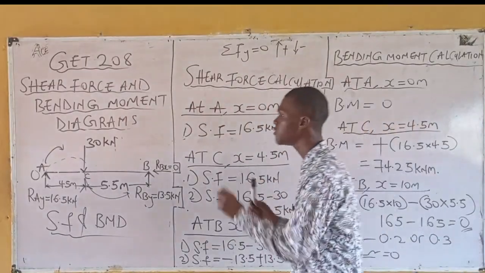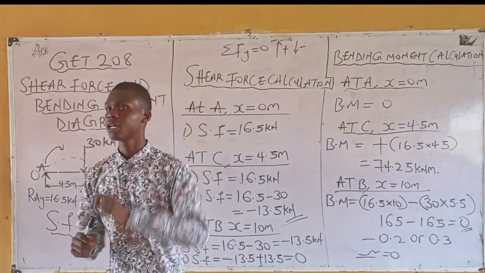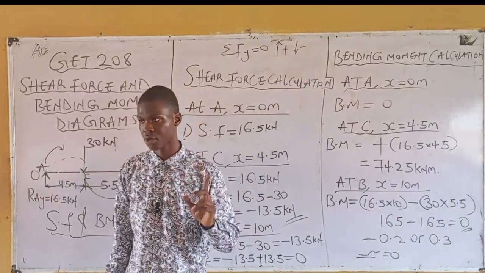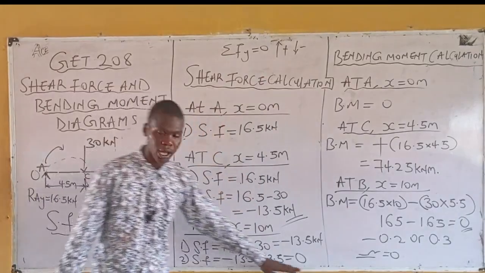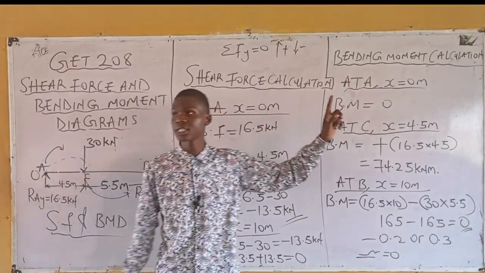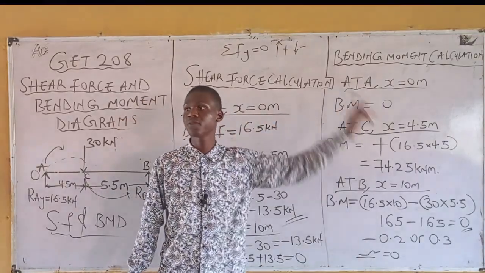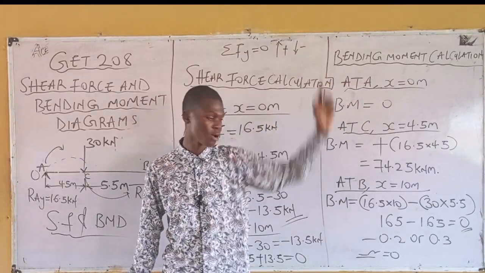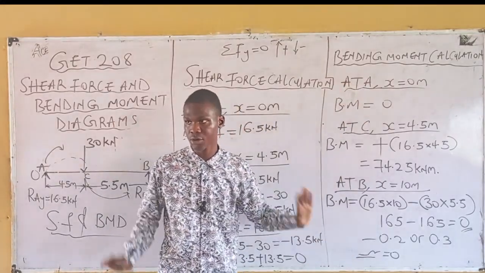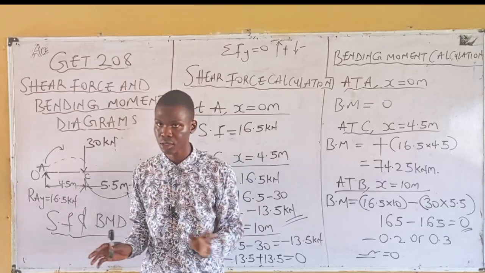Just because if these conditions are met. The first one, when it comes to shear force, is that shear force must end with 0. And what we've done so far, it ended with 0, meaning I'm correct. The second one is that for bending moment calculation, it must start with 0 and end with 0. And so far, by calculation, we've seen that we are correct.